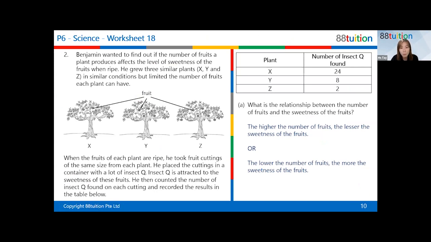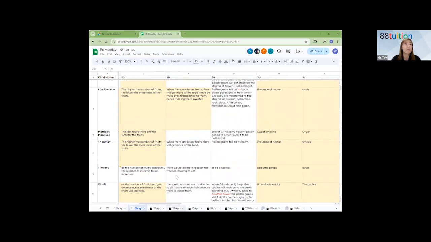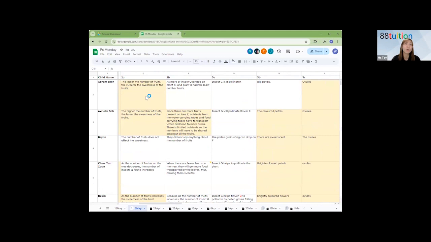Now, when you are supposed to answer these kind of questions, right? They ask you to find relationship between number of fruits and the sweetness. You must talk about number of fruits and sweetness. Clear? Okay, why is that so? Because when I see answers like this, all right, and I tell you teachers will struggle whether to give you marks or not. Okay, so in general, it seems like this is answered pretty well.